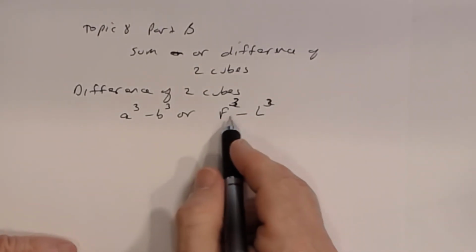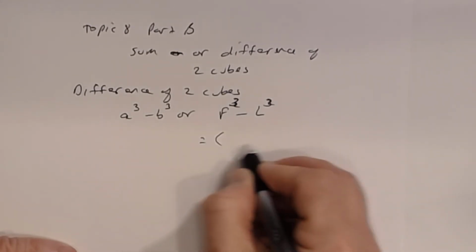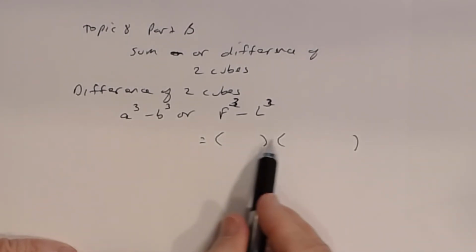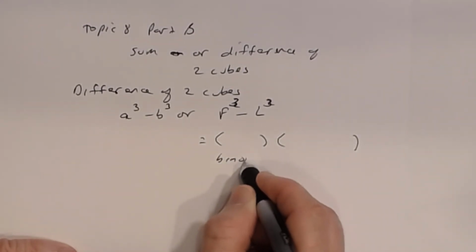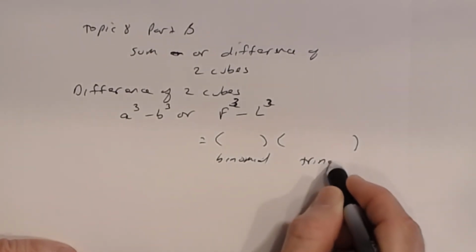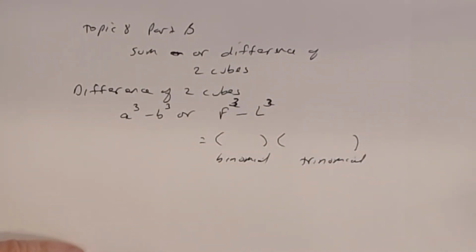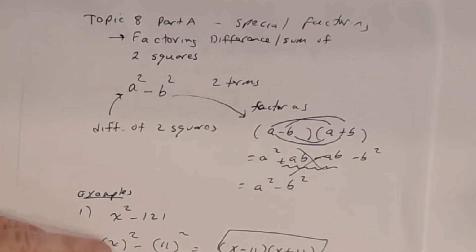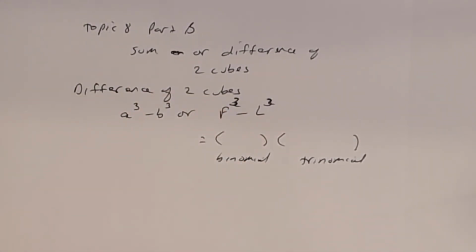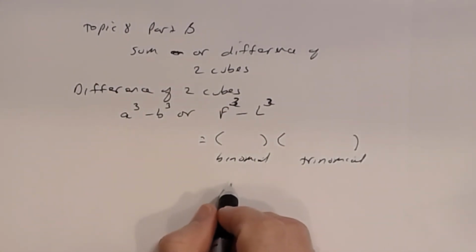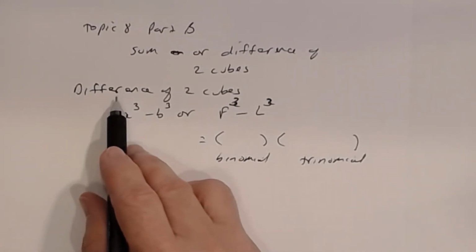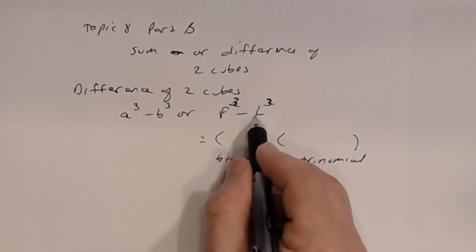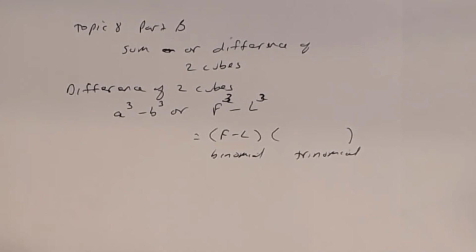And here's how you factor the difference of two cubes. It's a binomial times a trinomial. The difference of two squares was a binomial times a binomial. The difference of two cubes is a binomial times a trinomial. And here's what the binomial is. Now remember, we're looking at difference now. So the binomial that you put here is what you see here, f minus l. Okay? And here's the trinomial.